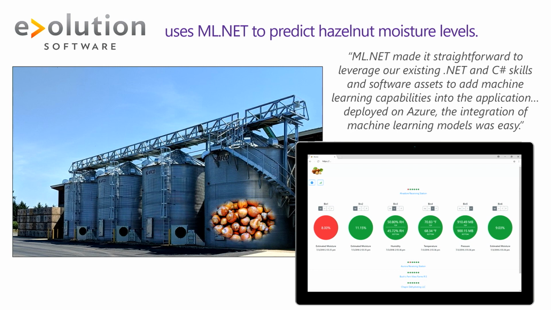Evolution Software is using ML.NET to predict hazelnut moisture levels. The challenge that they have is that hazelnut drying is a very complicated process, and it takes a lot of manual labor to figure out what's the right humidity level for the hazelnuts to dry. So they built a custom machine learning model which takes different inputs and then predicts the moisture content. They ended up building a website and a tablet app as well to figure out the hazelnut drying levels.